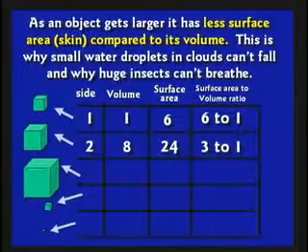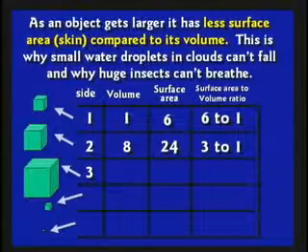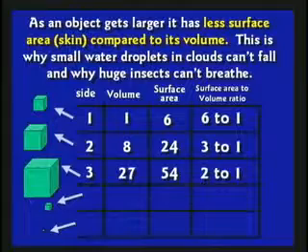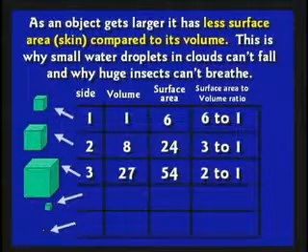Suppose this was a bug trying to breathe through his skin. Even though the bug is twice as big, he now only has effectively half as much skin. He starts to have a problem. Let's raise it to 3. 27 is the volume. 54 is the surface area. 2-to-1. At some point, he doesn't have enough skin. He can't get enough oxygen to supply all that tissue inside.